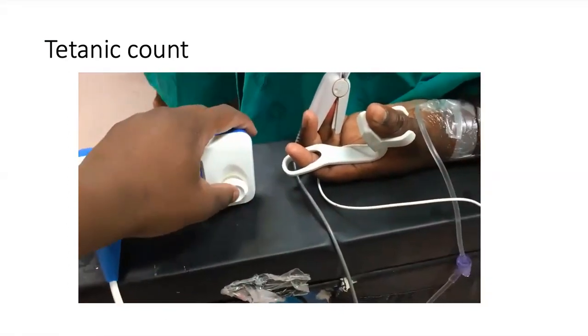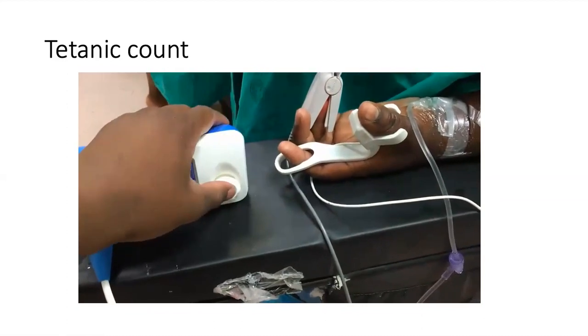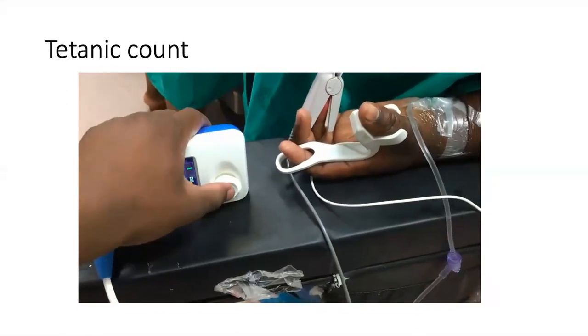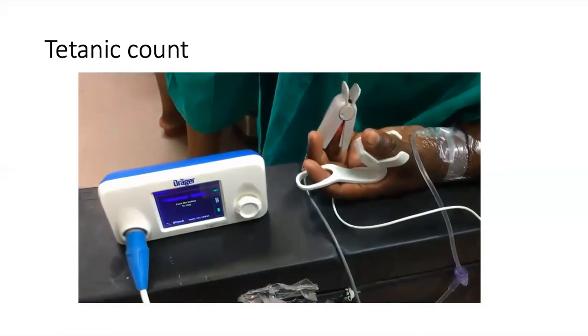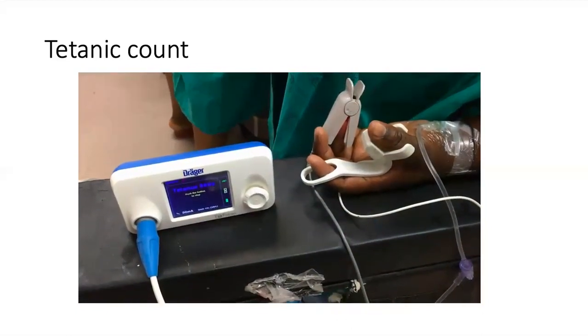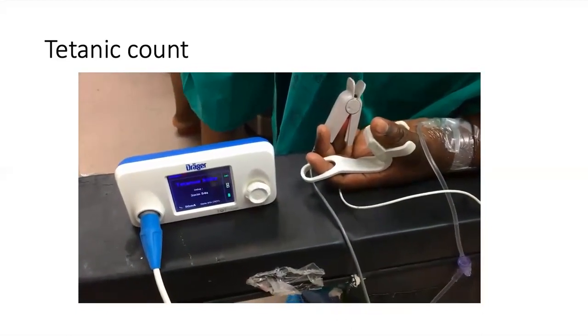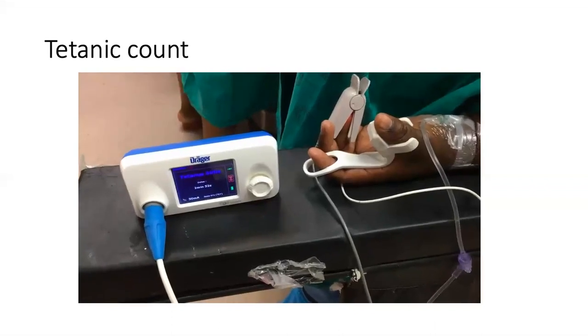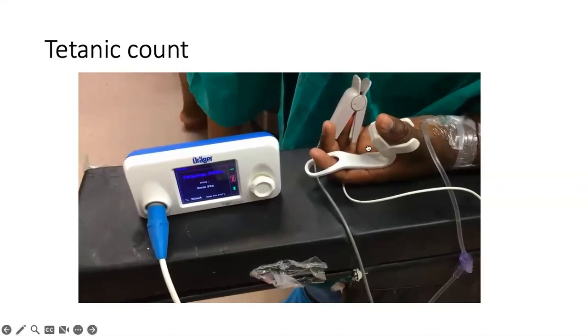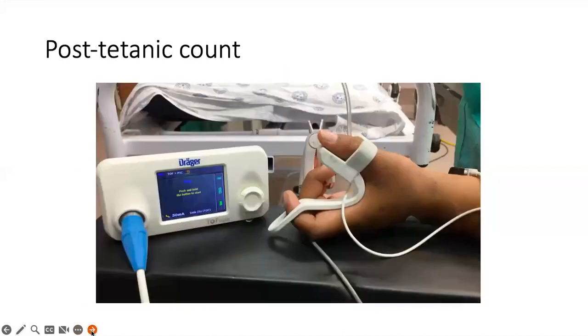Okay, so there I am again activating the nerve stimulator. And then there we go. 50 hertz. You get tetanus. Move on to the next one.